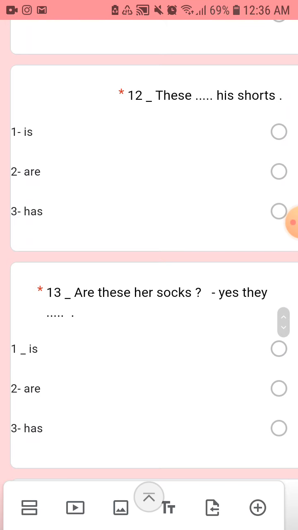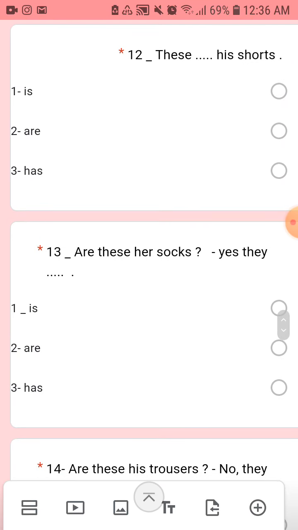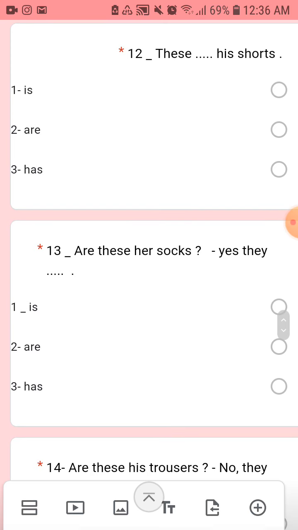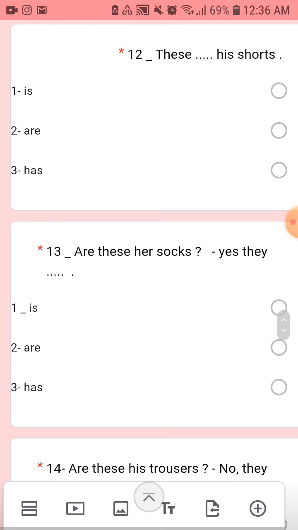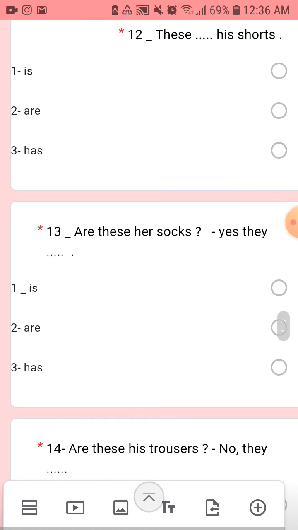Question 12. These blank his shorts. Remember what I told you about shorts or trousers or socks? Choose your answer now. Number 1 is, number 2 are, number 3 has.